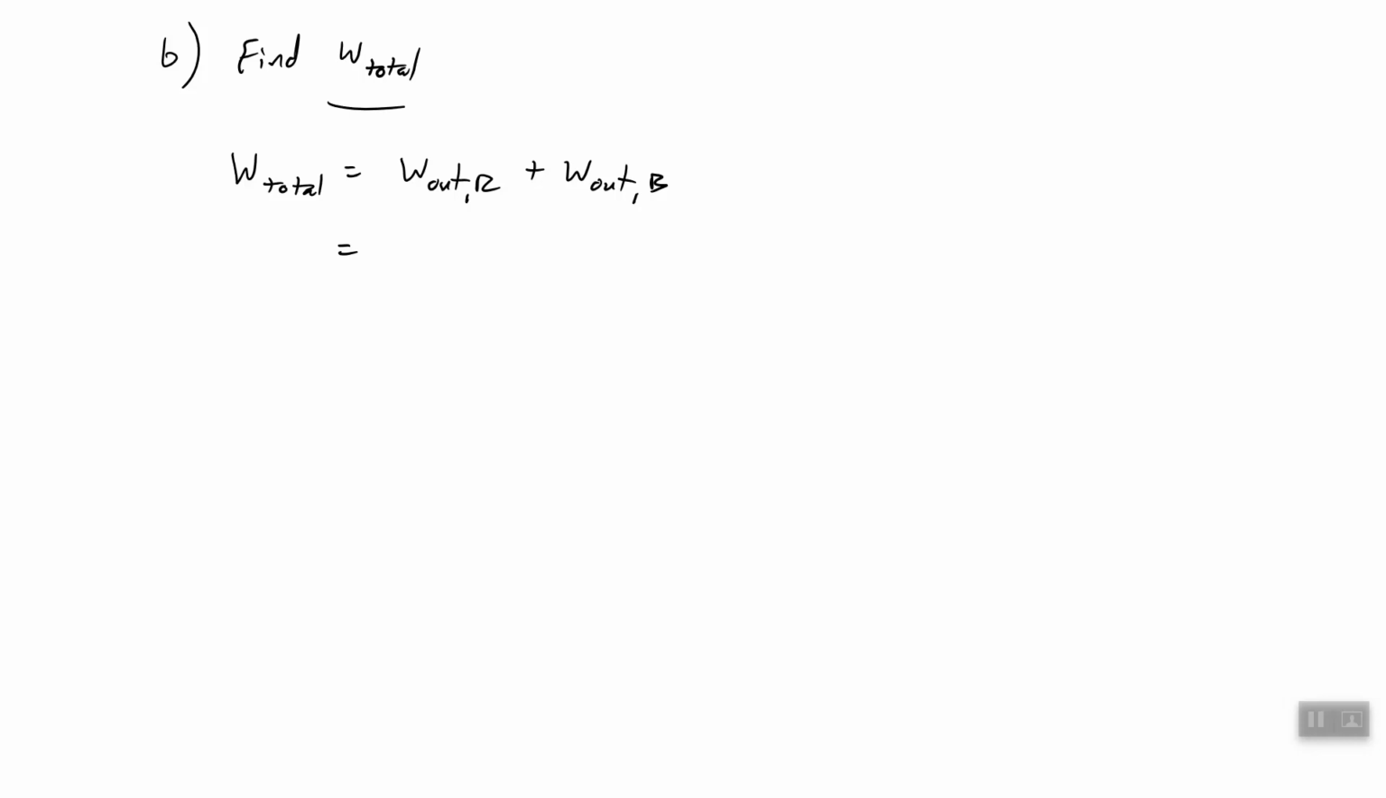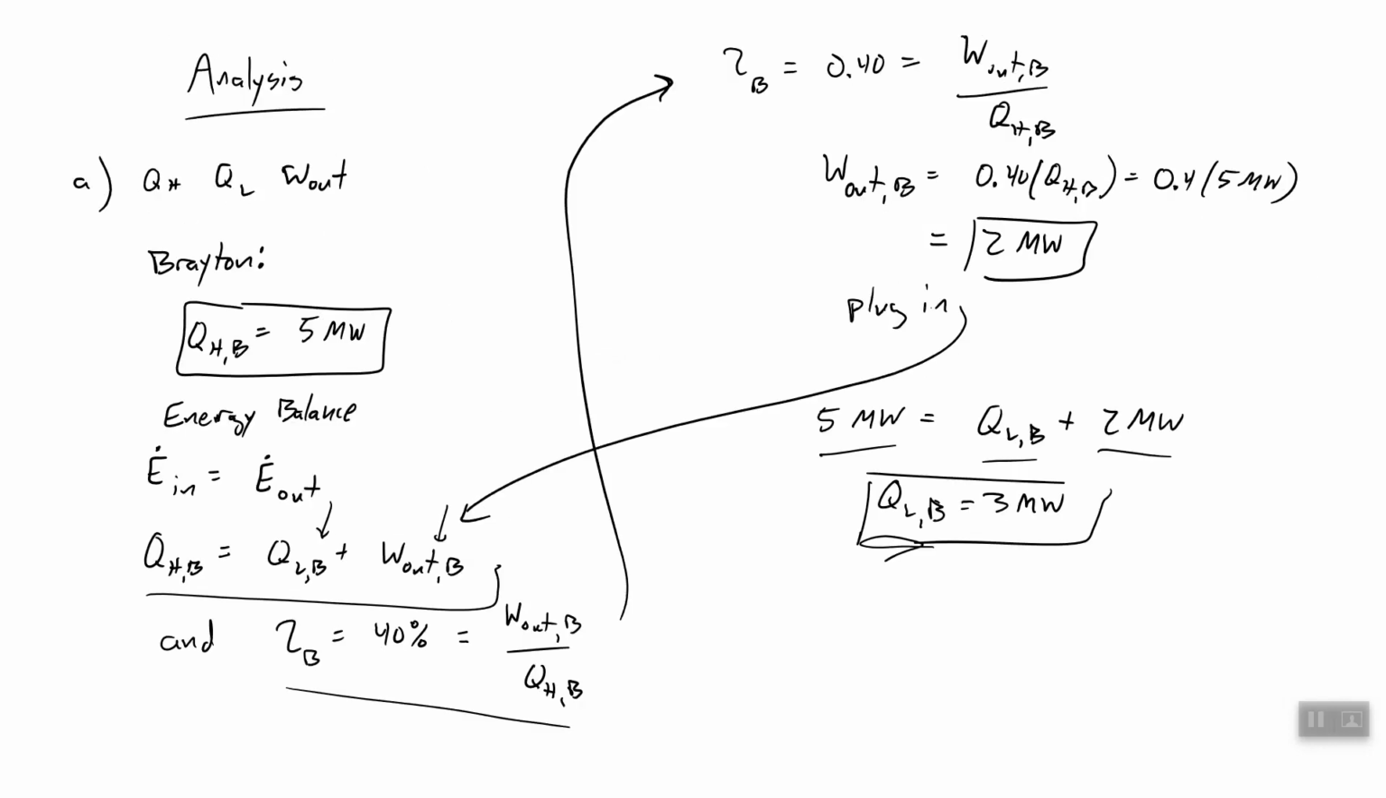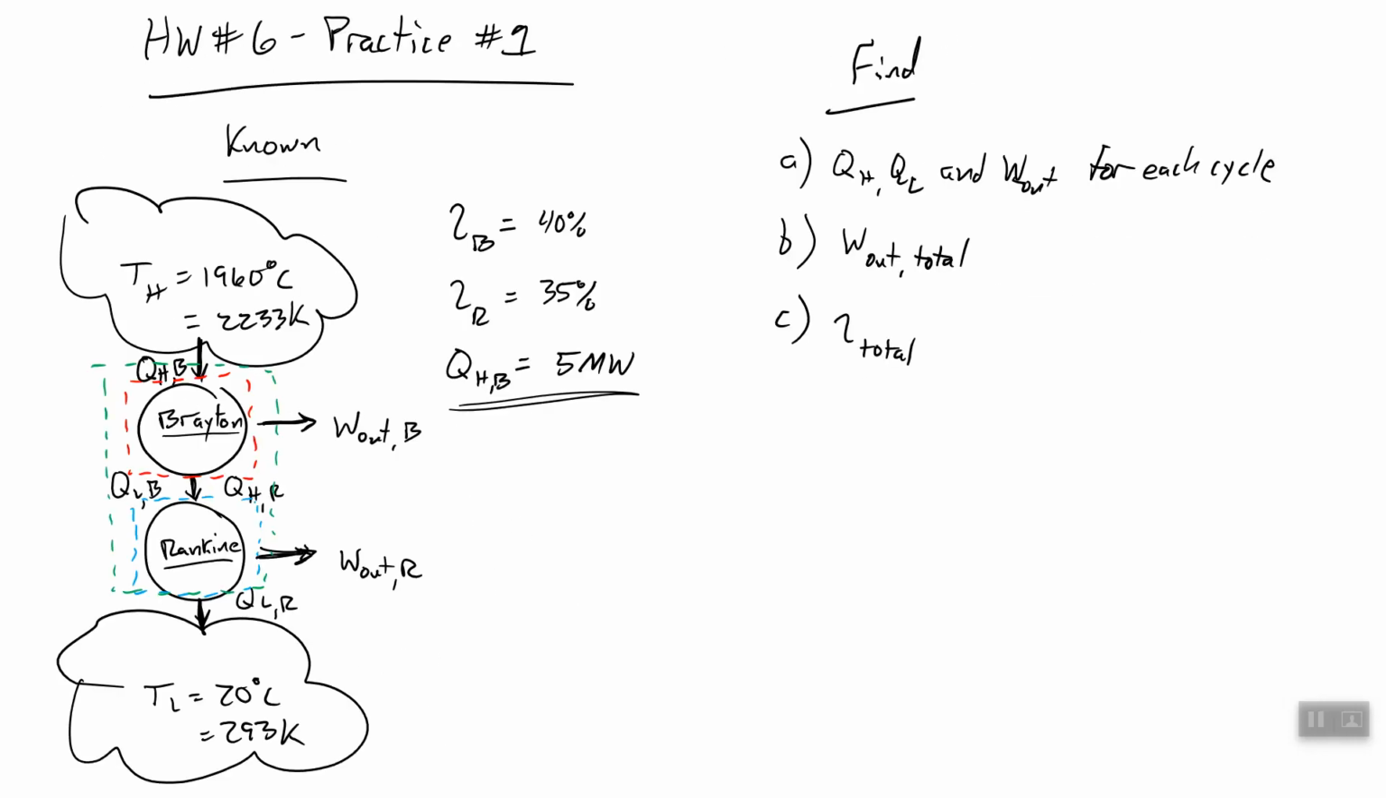We have work out from the Rankine cycle was 1.05 megawatts. Work out from the Brayton cycle was 2 megawatts. So 1.05 plus 2 is equal to 3.05 megawatts total work out, which means we are now ready to find the total efficiency. Let's go back to our energy balance. Remember, efficiency is equal to what you want divided by what you have to put in, or what you need.